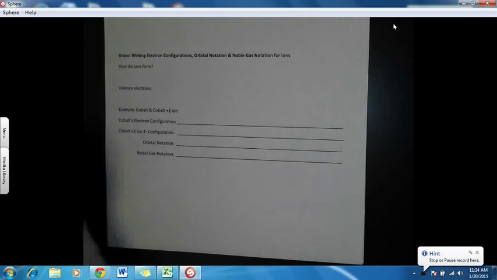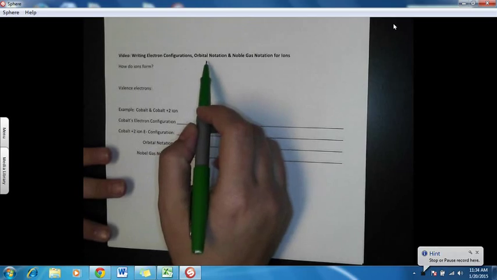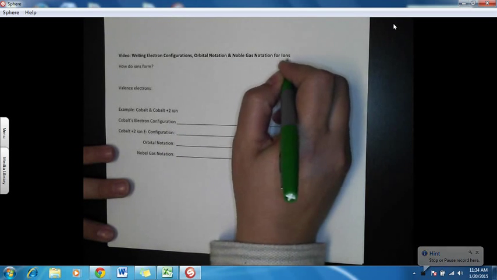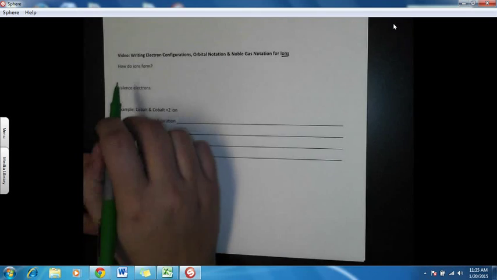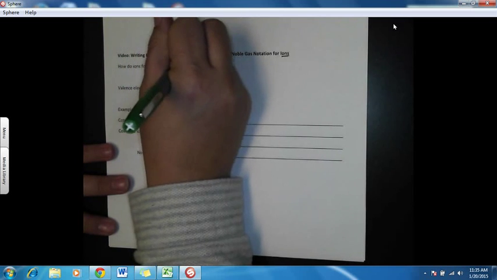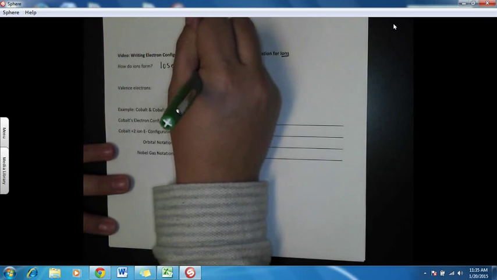Today we're going to look at writing electron configurations or noble gas notation for ions. If we recall, an ion is a charged atom. So how do we form ions? Remember, we either lose or gain electrons. Okay?